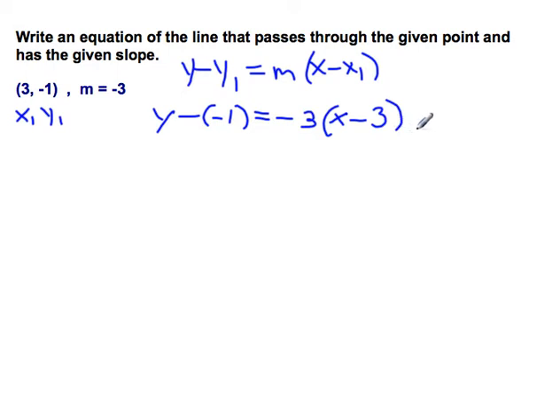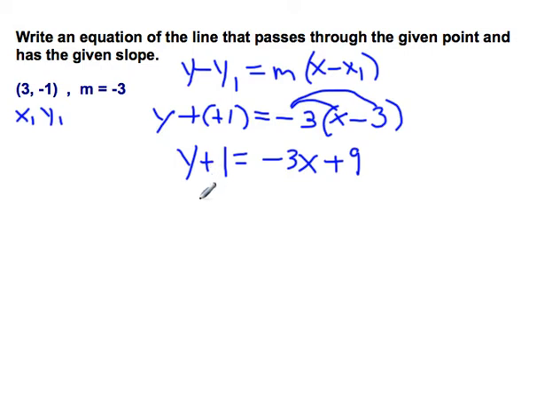Now when we finish this answer, we always want it to be in slope-intercept form at the end. So we do need to solve for y. So the next step would be to go ahead and change these signs to plus positive. So this becomes y plus 1 equals, now we distribute, negative 3 times x is negative 3x. And here you need to watch the signs. Negative 3 times negative 3 is plus 9.